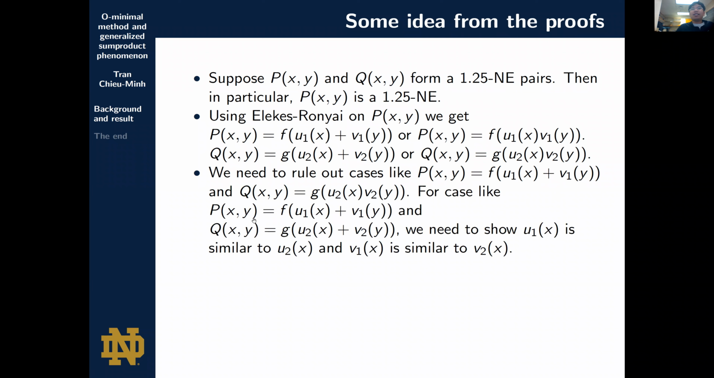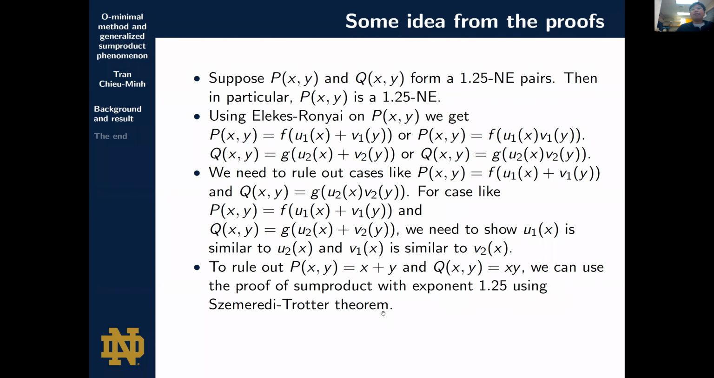And in the situation that both P and Q have the same additive form, you want to show that U1 is really similar to U2 and V1 is really similar to V2, right? So I would mention, for instance, for the first one, how to rule out, let's say, x plus y and x times y.